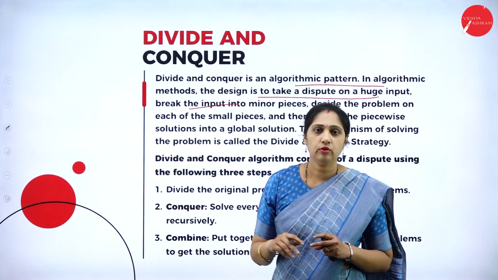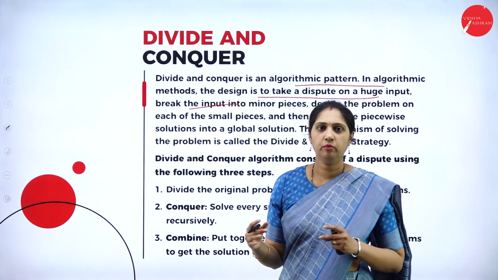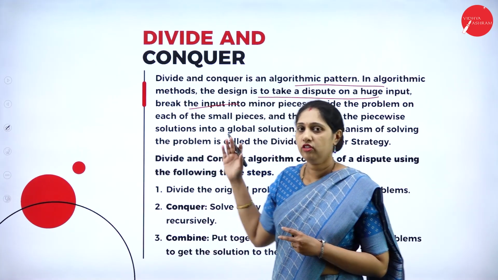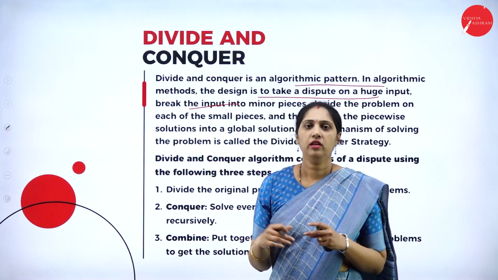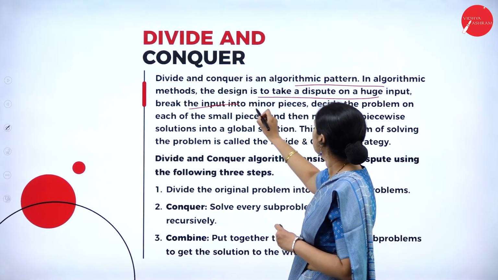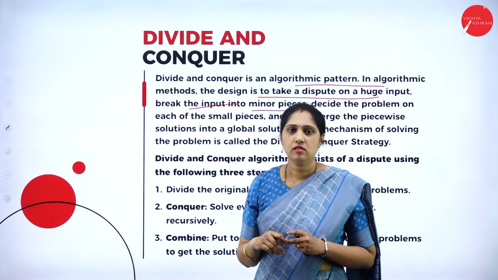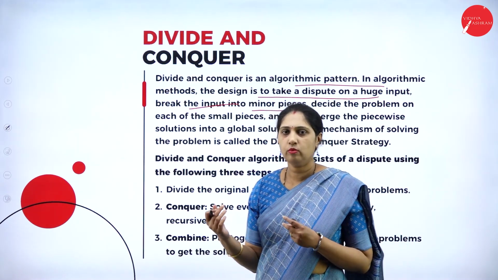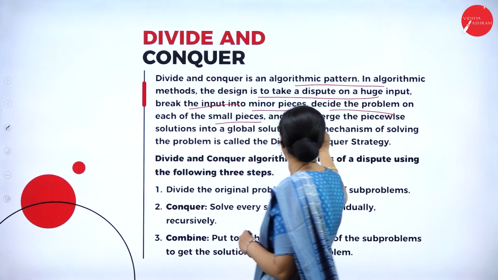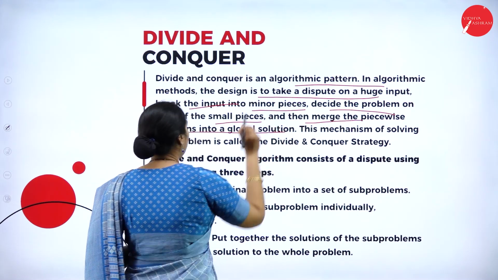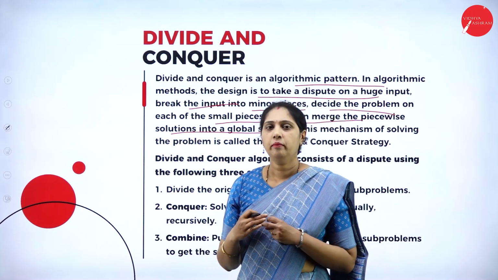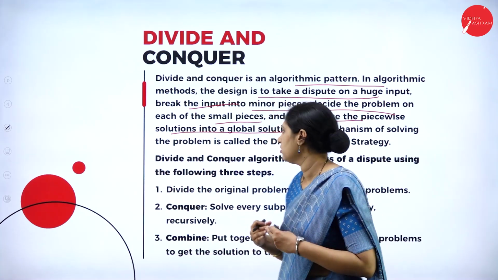The design is to take a huge input, say 20, 30, 100. That is a huge input for us. In your lab, how many numbers will you give? Say 5 or 6. But in order to divide, the input can be huge. Otherwise, there is no need to divide, right? Then it is broken into minor pieces, meaning broken down into smaller problems. Then solve the problem on each of the smaller pieces and merge the solutions into a global solution. We divide so that it can be solved and then combined into the global solution, meaning the original solution.